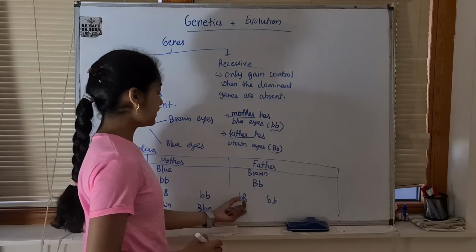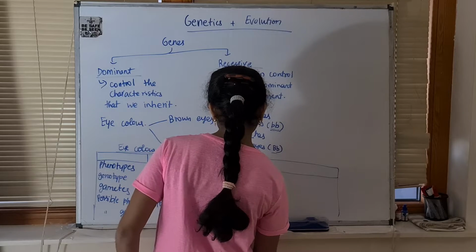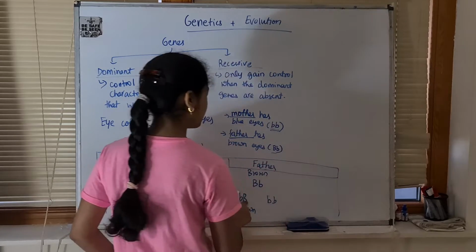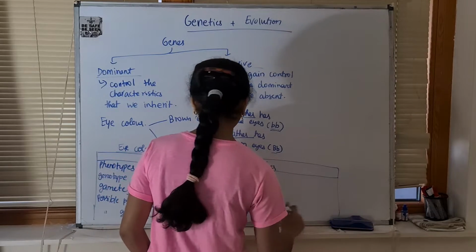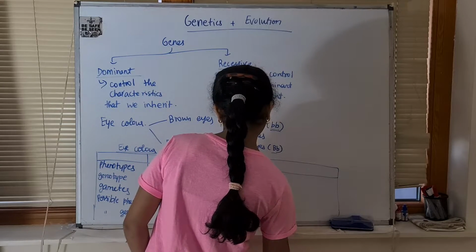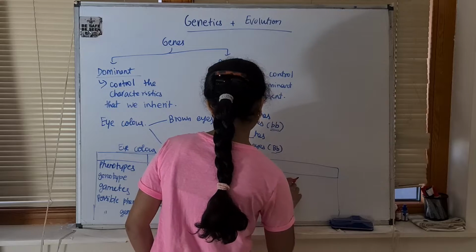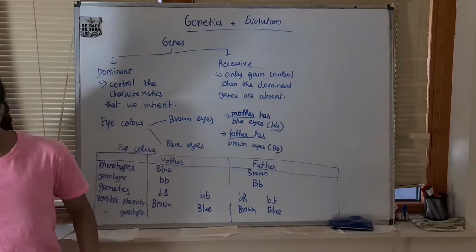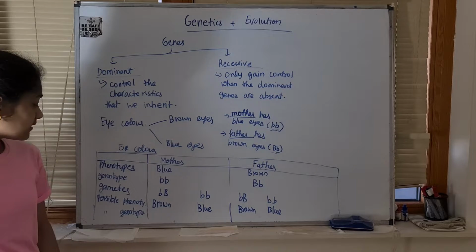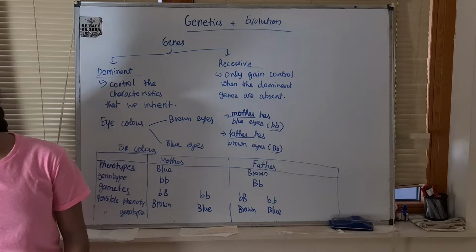Small b, capital B. Here we have brown eyes because once capital B is present, the offspring will have brown eyes. And small b, again, blue eyes because there is no dominant gene here. So brown, blue. These are the possible phenotypes of the offspring.